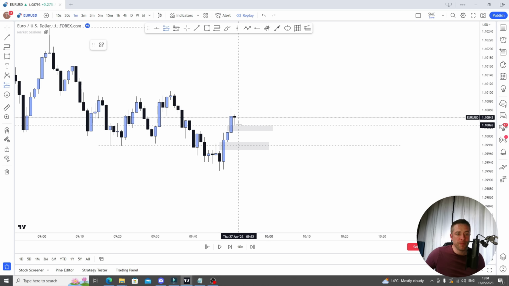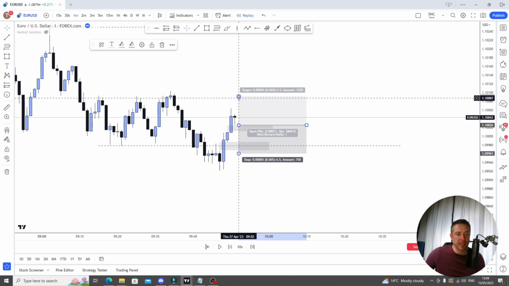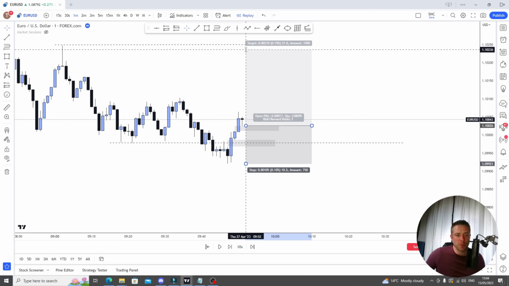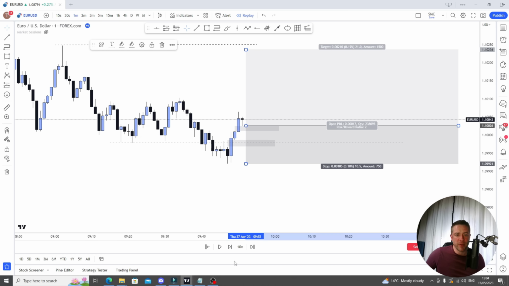What I would do is I would probably target all the way down to there. And then what are we looking for? What are we looking to target? Well, we could target up here, because that was our swing high. It's a 2-to-1. Let's just drop it to a 2-to-1. And let's see if we hit that.